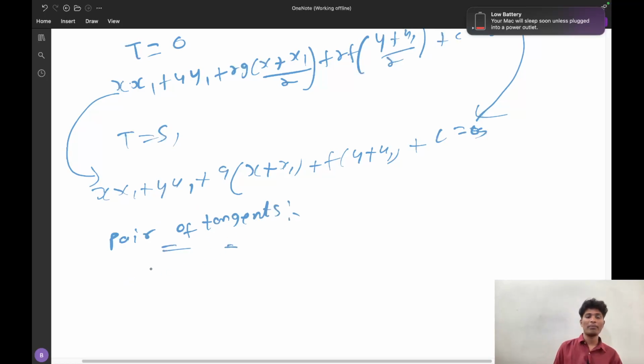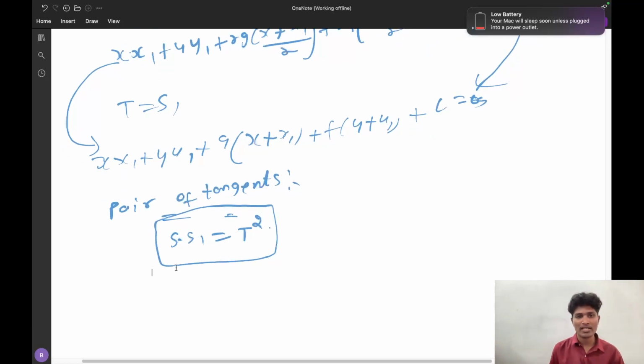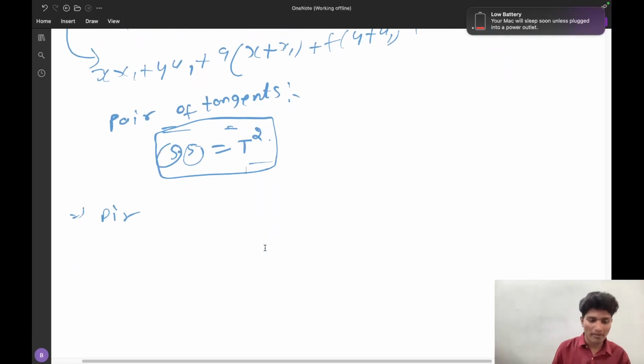Pair of tangents equation: S·S1 = T² is the required pair of tangents equation. Yes. And next I will discuss the director circle. We already know S, S1 and T². This is the pair of tangents equation.